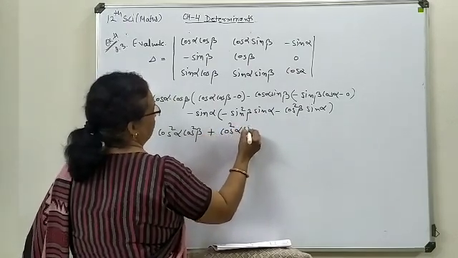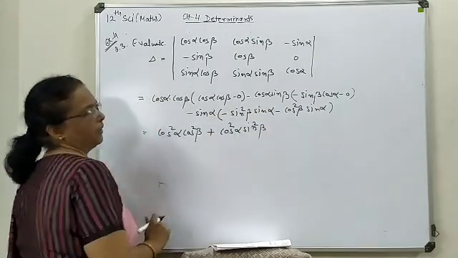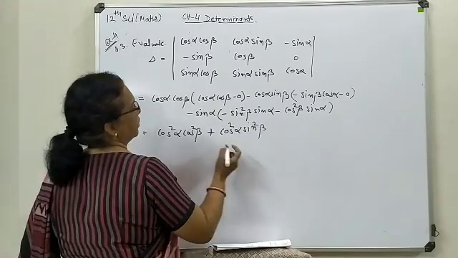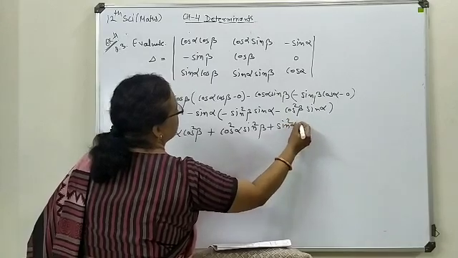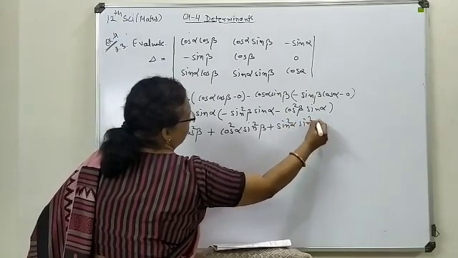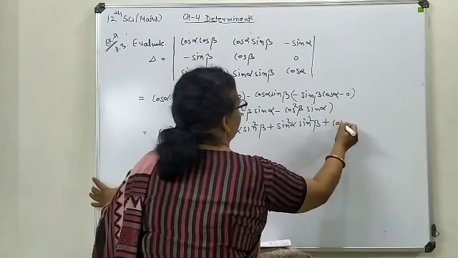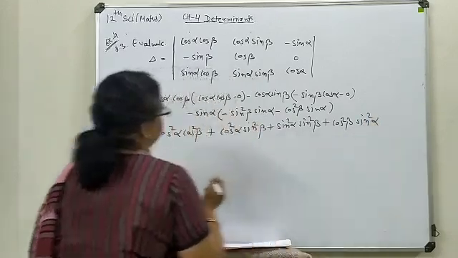Cos square alpha sin square beta. Here the sin alpha you multiply to all, and here you are having all the negative signs, so all will turn to positive quantity. So this is your sin square alpha sin square beta plus cos square beta sin square alpha.